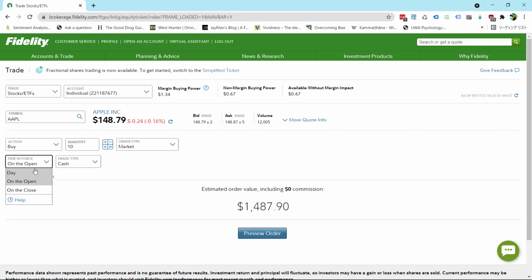If you're doing it while the market is currently open, go day, cash, preview order, make sure it gets filled. If it gets filled, you can go back to your account and you'll see you got that stock, minus your cash value, your cash has been paid out. So that is pretty much it.